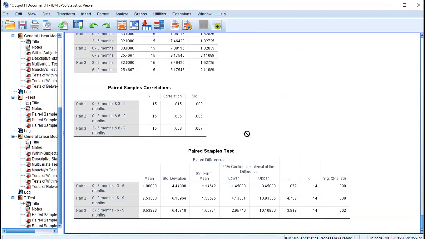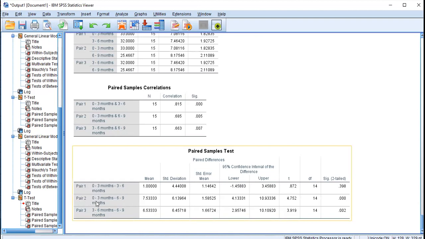So the answer that's coming up is that for pair 1, pair 2, and pair 3, we are not looking at the correlations, we are looking at the t-value. So for pair 1, the t-value happens to be insignificant, 0.872, with a significance of 0.398. So we'll not be accepting that for pair 1, where we are talking about 0 to 3 months or 3 to 6 months, we don't see any significant difference in the truancy, or truancy has not actually significantly lowered within the first two quarters.